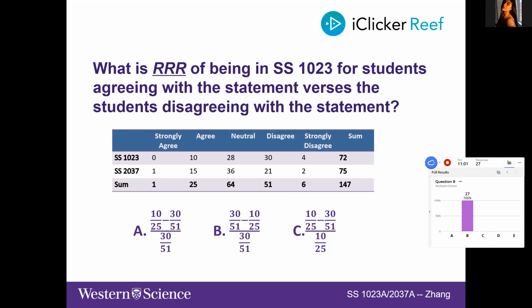So I think it's B because if you look at the formula for relative risk reduction, it's risk of B, and B in this case would be the disagreeing group. So it would be 30 over 51, and then you minus risk A, which is 10 over 25 in the agree group. The difference, you take the difference and you divide it by group B.